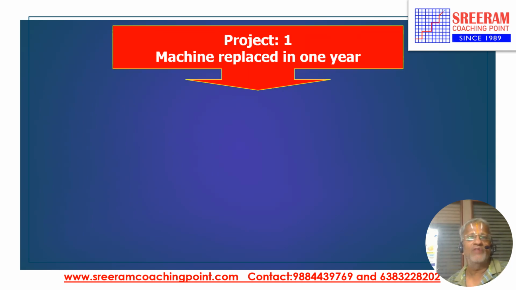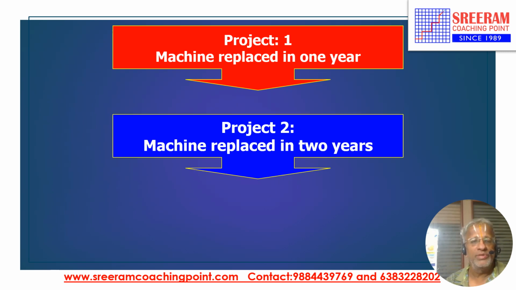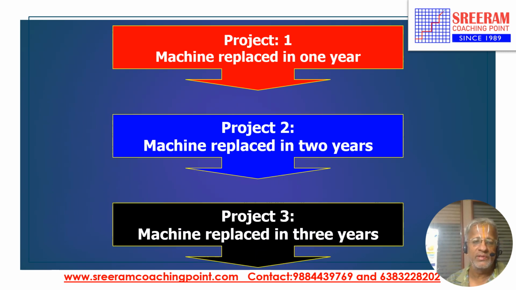So we have before us 3 projects. Project number 1, machine replaced every 1 year. Project 2, machine replaced every 2 years. There is project 3, machine replaced every 3 years. Now a comparison has got to be made, like project 1 having 1 year of life, project 2 having 2 years of life, project 3 having 3 years of life.